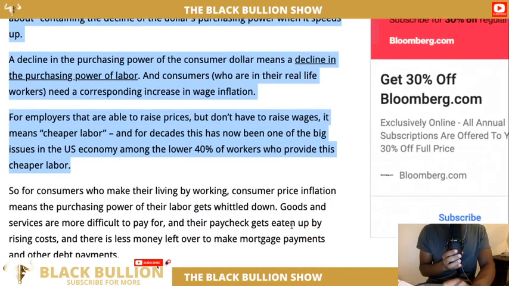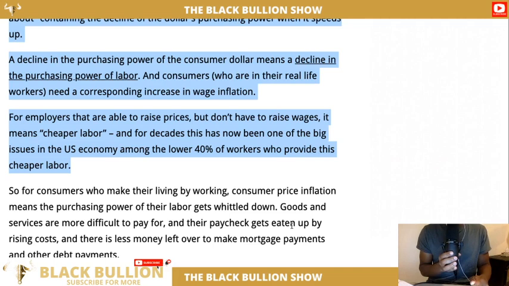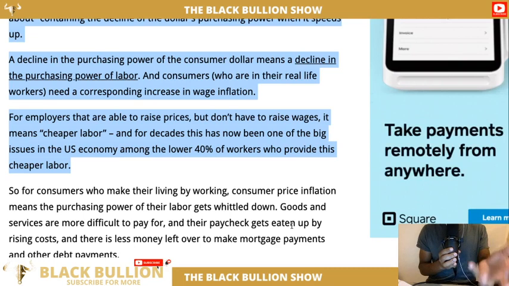A decline in the purchasing power of the consumer dollar means a decline in the purchasing power of labor. And consumers who are in real life workers need a corresponding increase in wage inflation. For employers that are able to raise prices but don't have to raise wages, it means cheaper labor. And for decades, this has been one of the big issues in the US economy among the lower 40% of workers who provide this cheaper labor. So guys, this in and of itself is very important.